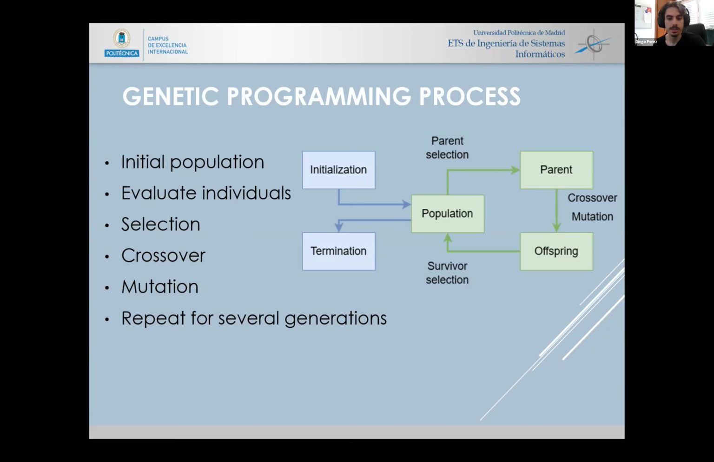These selected individuals are used to generate new solutions through crossover and mutation operations. Crossover combines parts of two individuals, while mutation introduces random changes. This process is repeated for multiple generations, allowing the population to gradually improve over time.